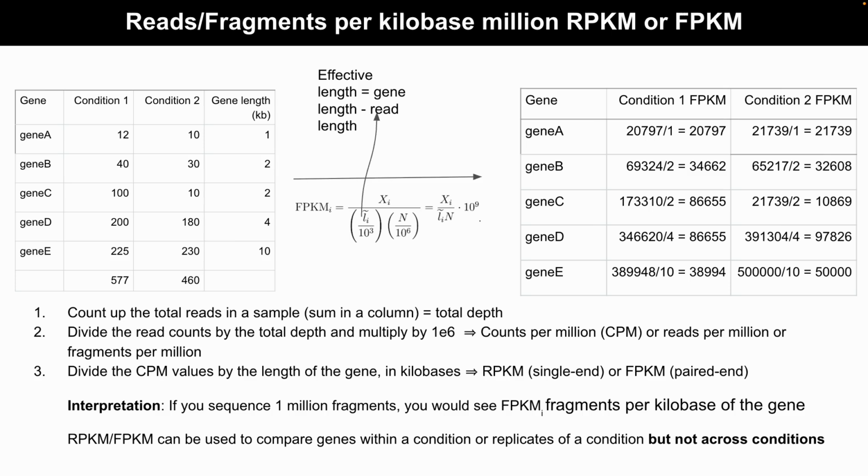So if I see 34,000 fragments and 207 fragments, this likely indicates that gene B is more expressed, right? Because I've already accounted for the length of that gene. It's already been regressed out. It's already been accounted for overall.